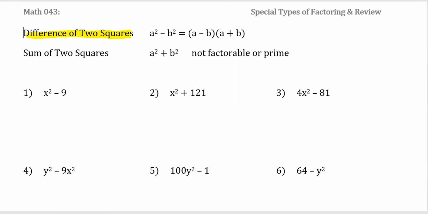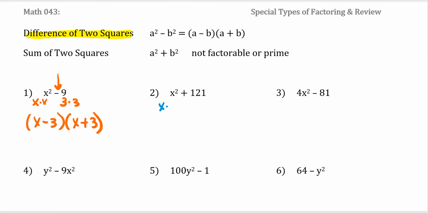Take a look at number 1. X squared minus 9. X squared means x times x. 9 is a perfect square of 3 times 3. It is a difference, so it will follow the pattern x minus 3, x plus 3.